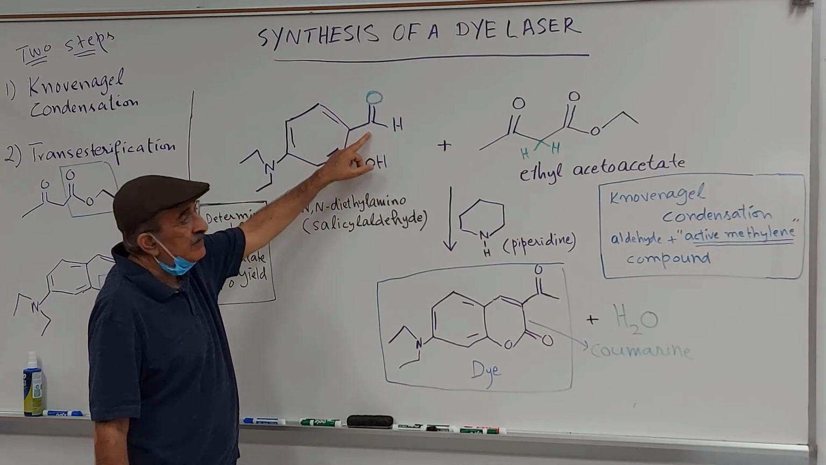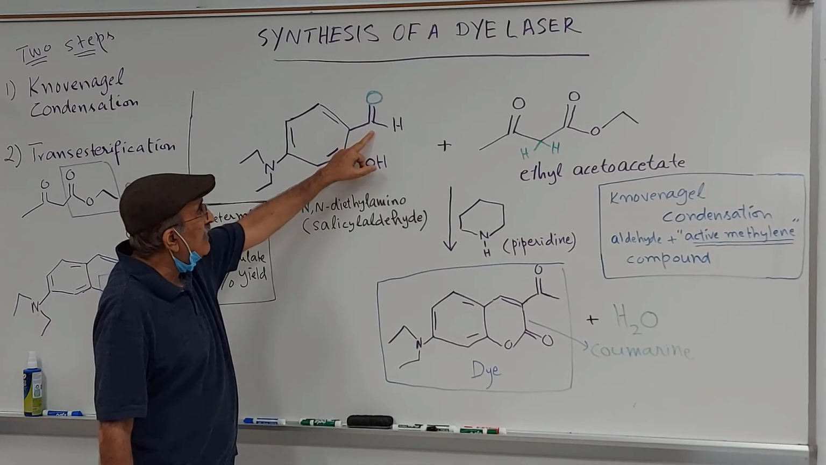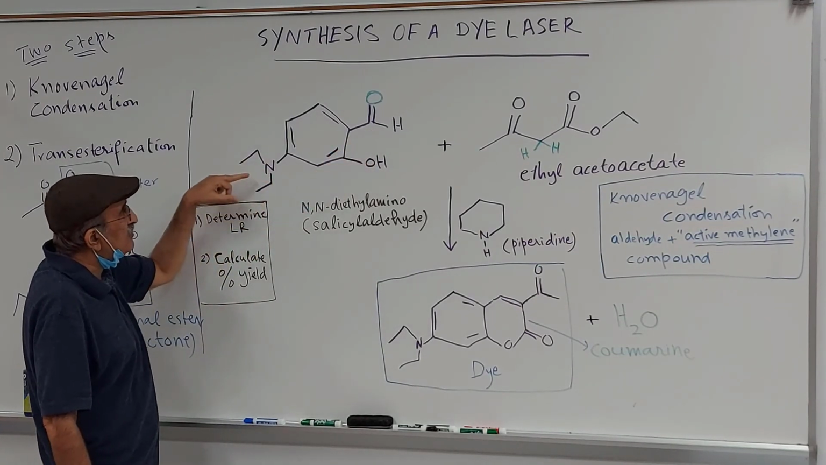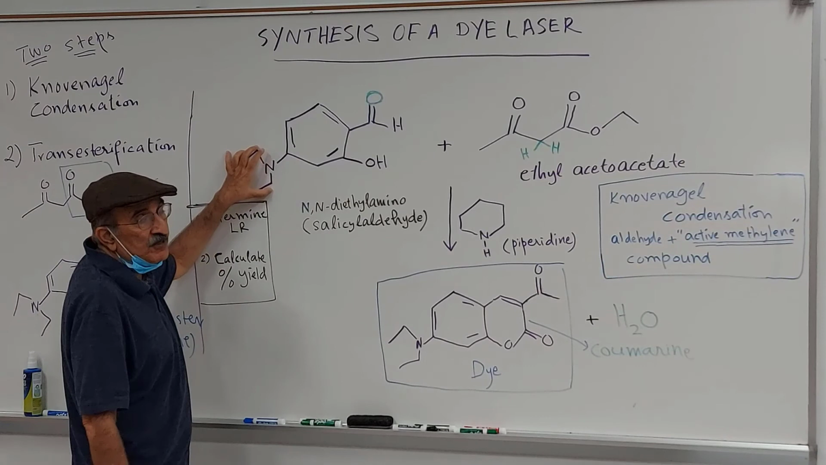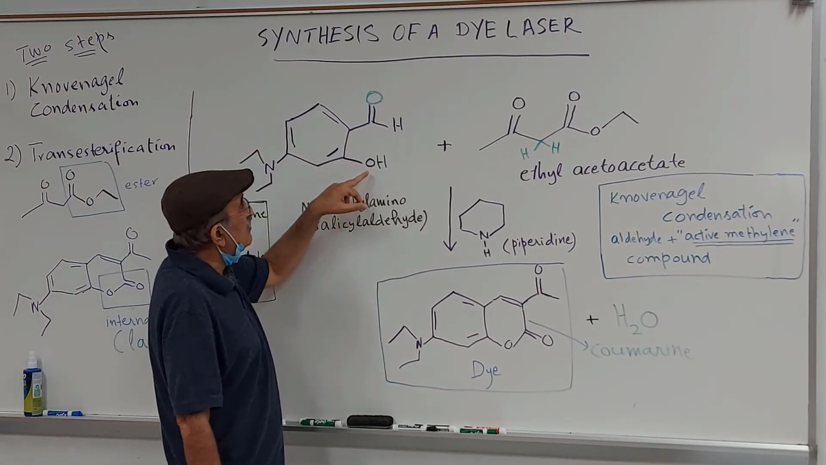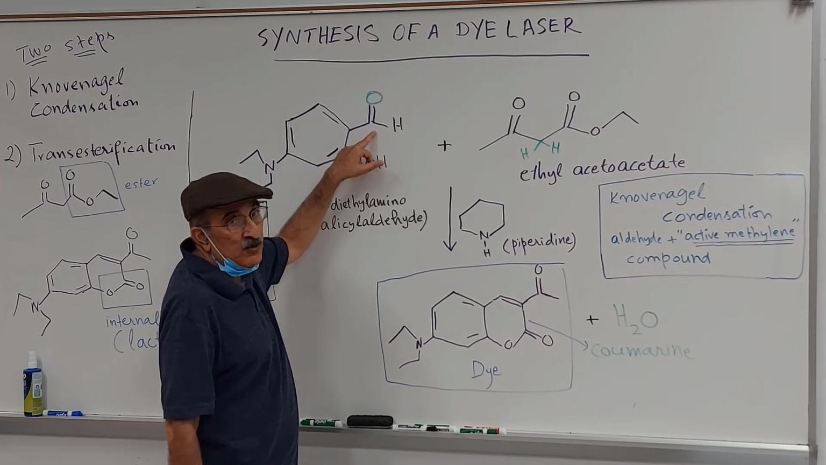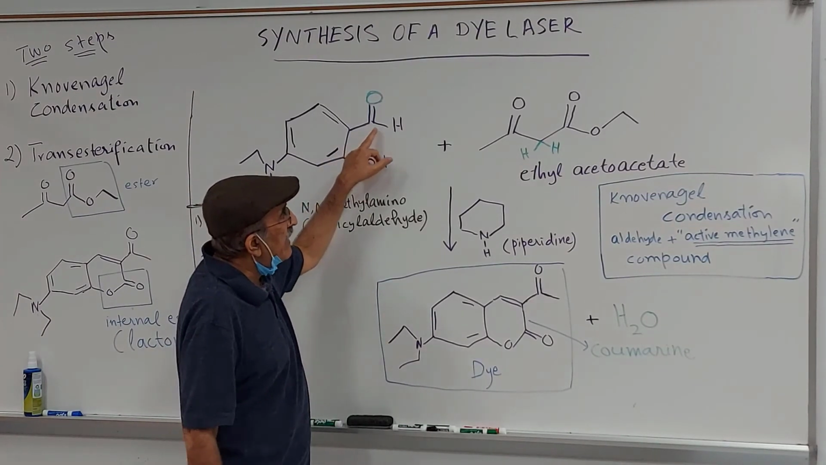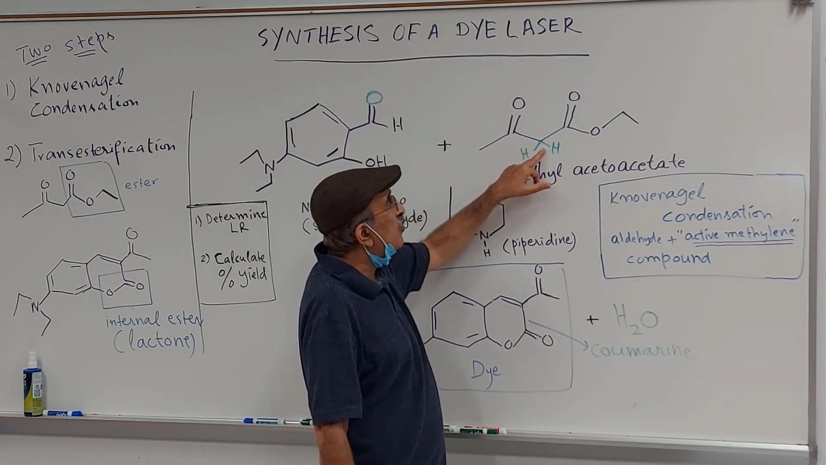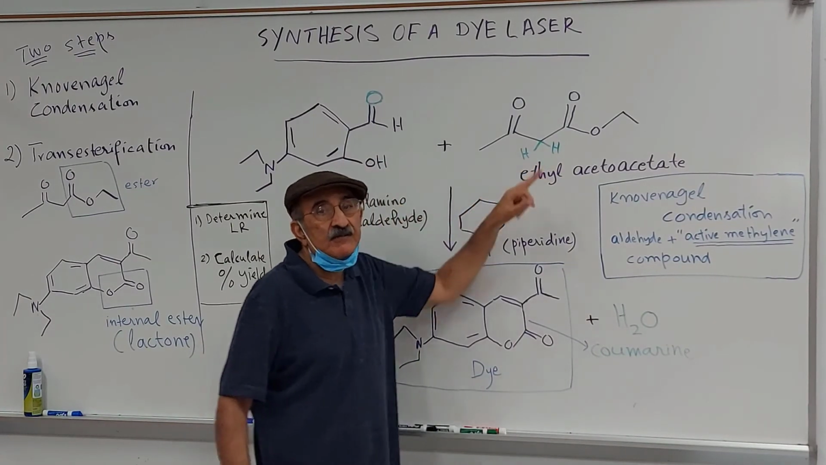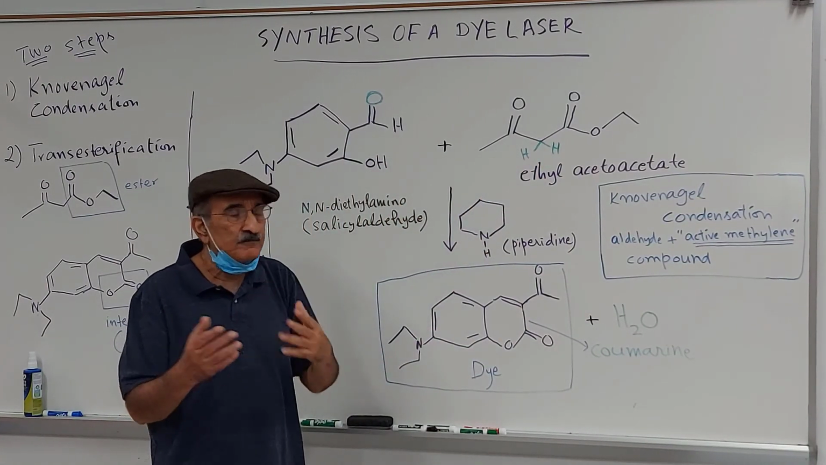there's an aldehyde. We have an aldehyde group here. This is a diethylamino group, a tertiary amine, which does not participate in this reaction. This is phenolic OH, which does participate in the reaction. The aldehyde group does participate in the reaction, and so does the active methylene group. Active methylene is CH2.